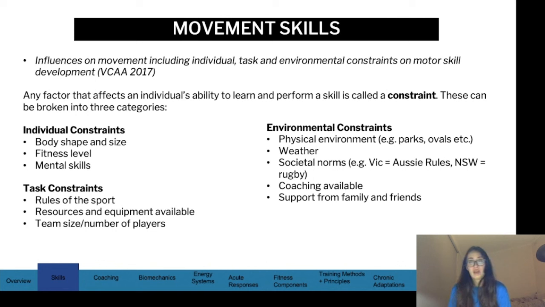Weather, if you live in a really hot environment by the ocean, it might be a really good area for surfing. Whereas if you live in the snow, it's probably going to be good for skiing or snowboarding as opposed to surfing. So really considering these things like weather and terrain. We've got societal norms. So things such as in Victoria, I'd say AFL is pretty common. Whereas in New South Wales, perhaps rugby is a bit more common. So kind of recognizing these different societal differences or norms can allow you to better recognize environmental constraints.